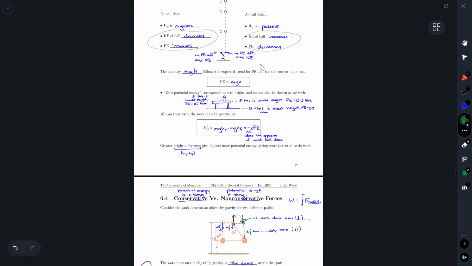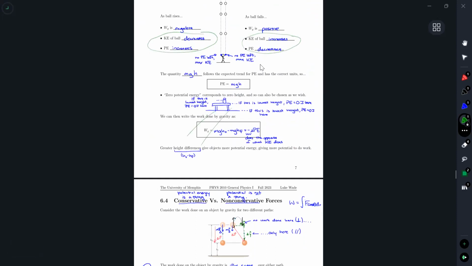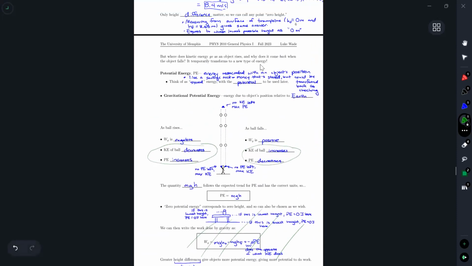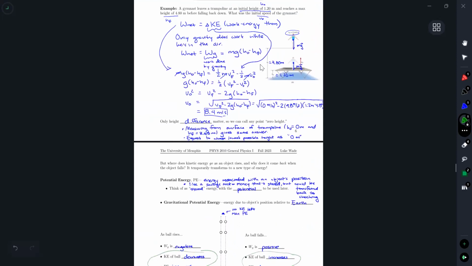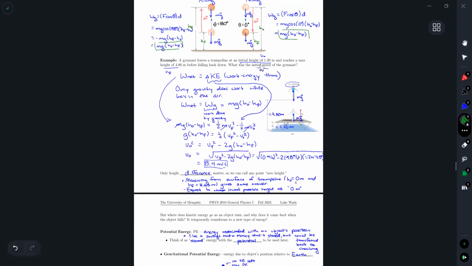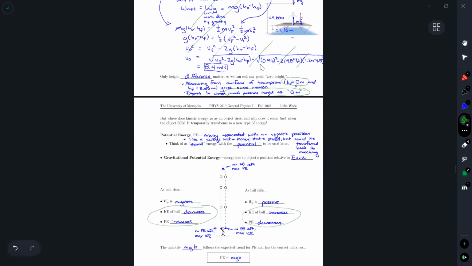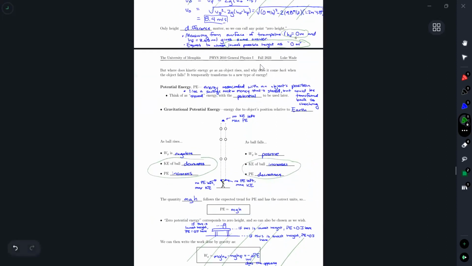But it will show up not in terms of this stuff down here, and not like the work done by gravity. The only tip is this thing down here that you usually want to call the lowest point in a problem zero height. If it doesn't give a height for it, just call it zero. And then anything above that is H, is H final, final height.